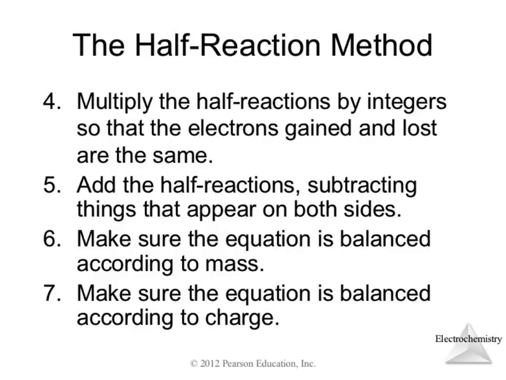Okay. Then we can go through the fun parts that you should again be used to from 151. Multiply your half reactions by a whole number of integers so that your electrons gained and lost equal each other, because we don't want electrons left over in our reaction.